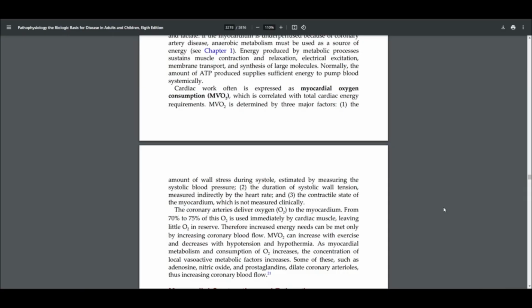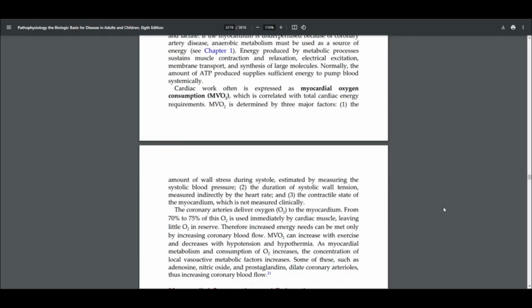So, the coronary artery delivers oxygen to the myocardium. From 70 to 75% of this oxygen is used immediately by cardiac muscle, leaving little oxygen in reserve. Therefore, increased energy needs must be met only by increasing coronary blood flow. Your MVO2 can increase with exercise and decrease with hypotension and hypothermia.